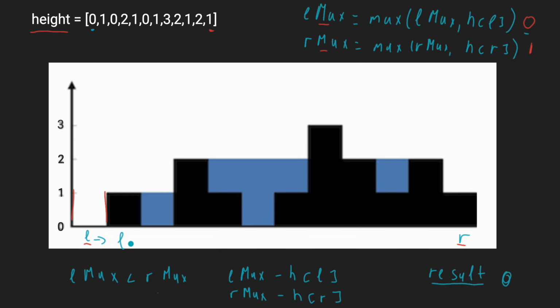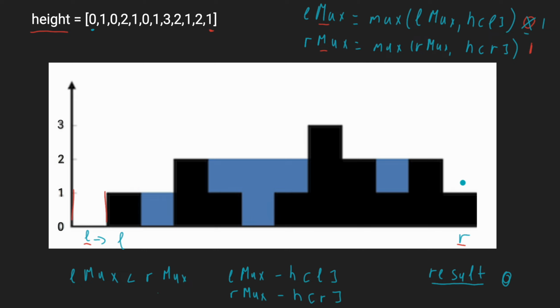Now with our left pointer here, again at each point we are choosing between the Lmax and the Rmax. Our Lmax was 0 and our current height is 1, which means we can update our Lmax to 1. Now we are comparing Lmax and Rmax, and they are equal. Since our condition is if Lmax is less than Rmax, we go to this condition; otherwise, we go to the other condition, Rmax minus height of the right.